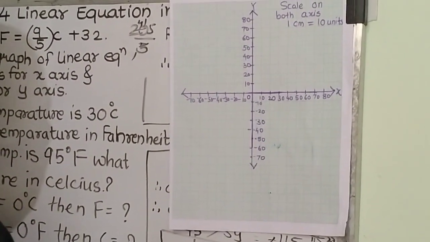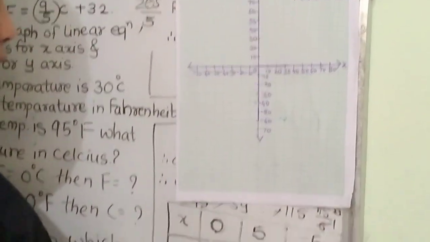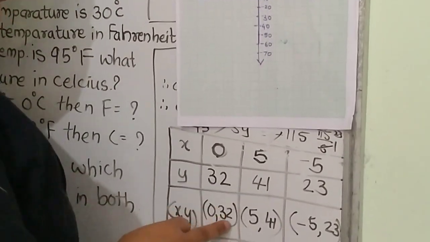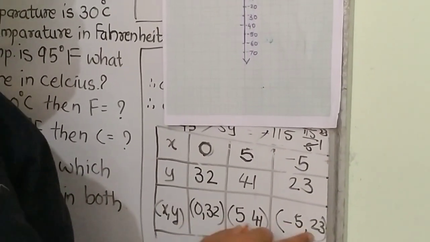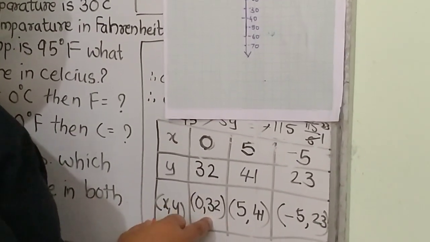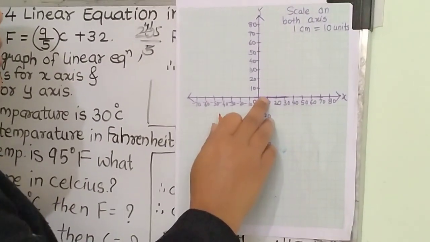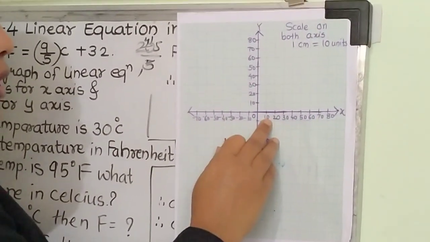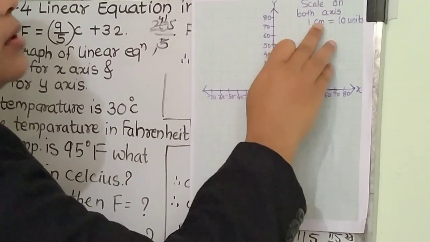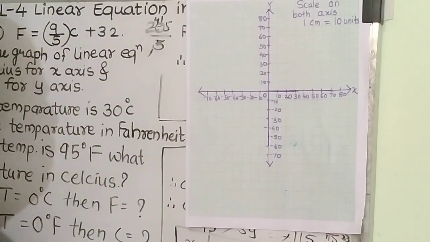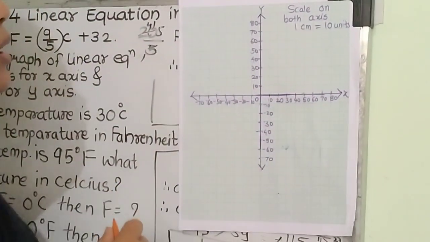Now see here, we are going to find the values of x and y: the first coordinate is 0 comma 32, the second coordinate 5 comma 41, and the third coordinate minus 5 comma 23. So we have to plot these coordinates on the xy plane. For this it is not possible to take 1 centimeter equal to 1 unit. So here I am going to write the scale on both axes: 1 centimeter is equal to 10 units. So I am going to consider that this 1 centimeter is our 10 units.